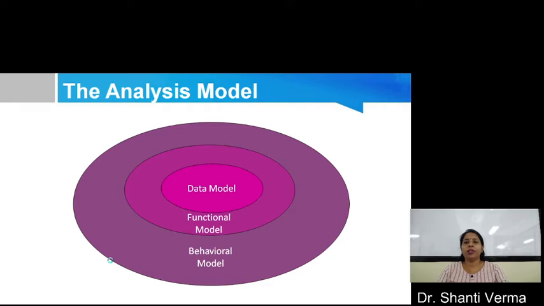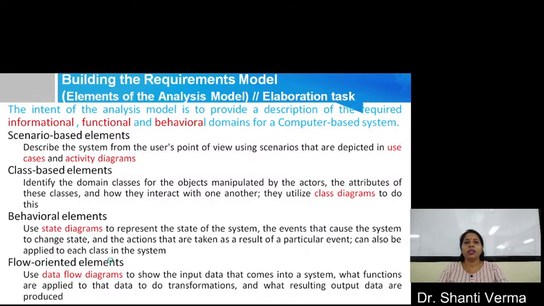Basically, elaboration is an analysis model. In this analysis model, there are three different layers. The first is a data model, the second is a functional model, and the third is a behavioral model. Now let's discuss the elements of the elaboration task. The intent of the analysis model is to provide a description of the required informational, functional and the behavioral domains for the computer based system.